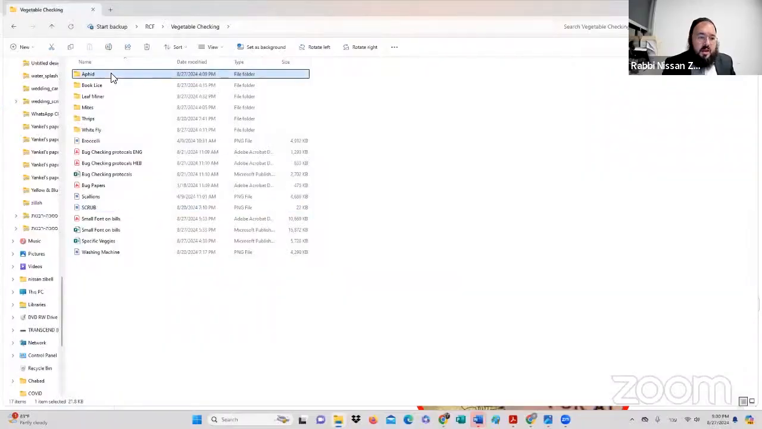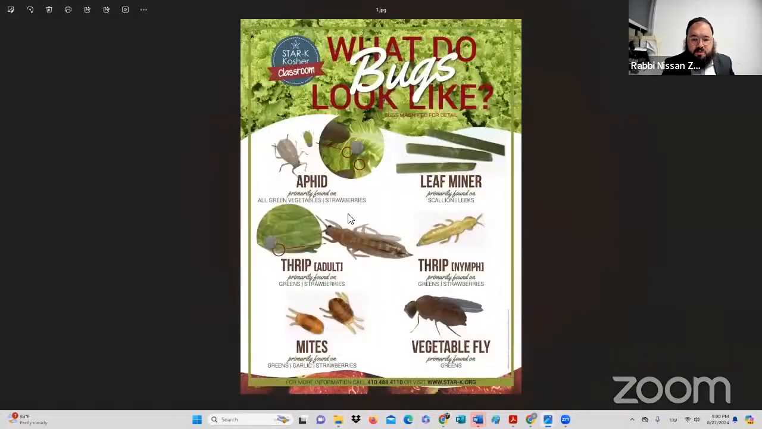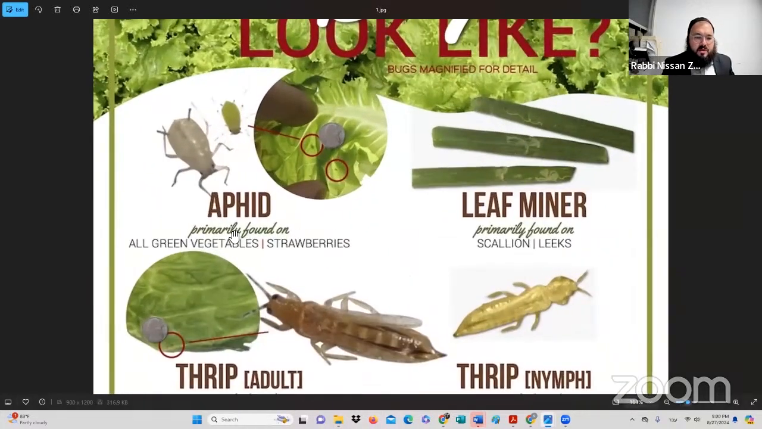Today, the first one we'll be covering is the aphid. And the aphid is, again, very small. Of course, we'll just show in the general picture. It's the one up here on the top left. It's primarily found on all green vegetables and strawberries as well. You can see a picture here with a dime and how small it could be compared to a dime.